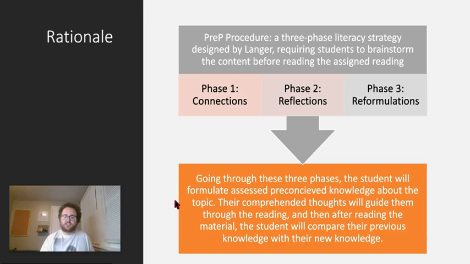Here is my rationale and explanation of what this literacy strategy is. The PreP procedure is a three-phase literacy strategy designed by a man named Langer, and it requires students to brainstorm the content before reading the assigned reading. There are three phases. The first phase is connections. The second phase has to do with reflections, and the third phase is reformulations. Going through these three phases, the student will formulate assessed preconceived knowledge about the topic. Their thoughts will guide them through the reading, and then after reading the material, the student will compare their previous knowledge with their new knowledge.